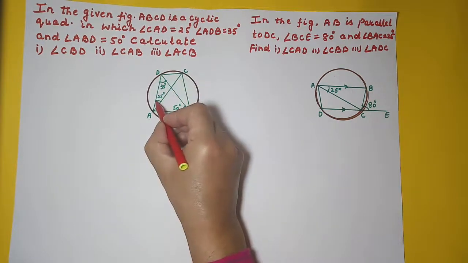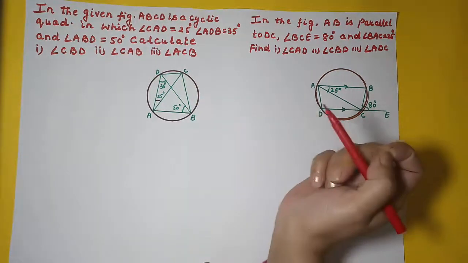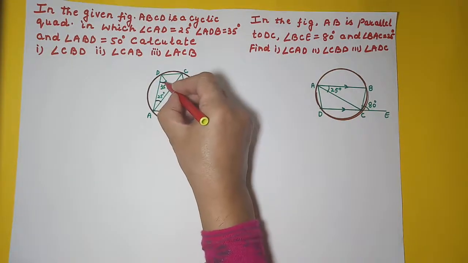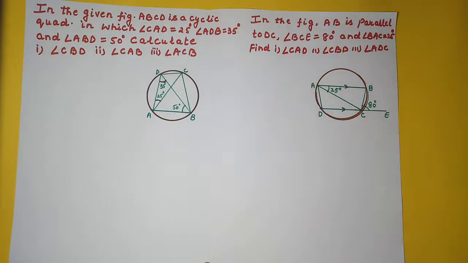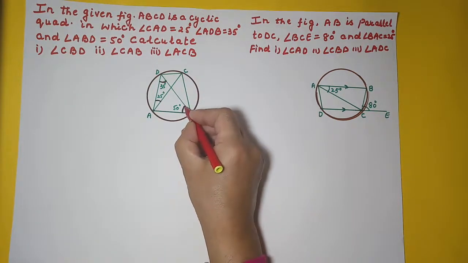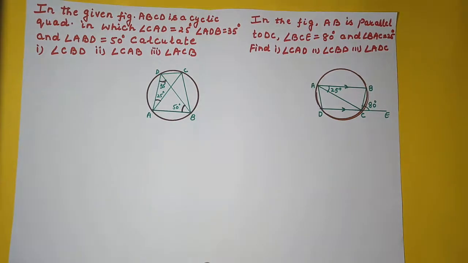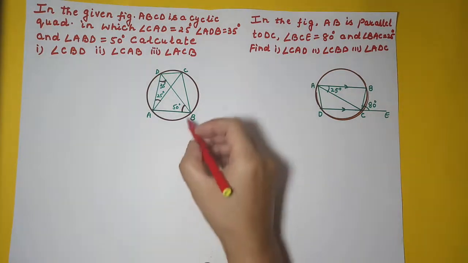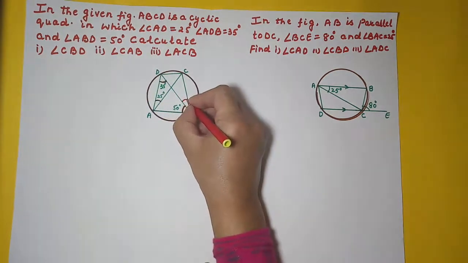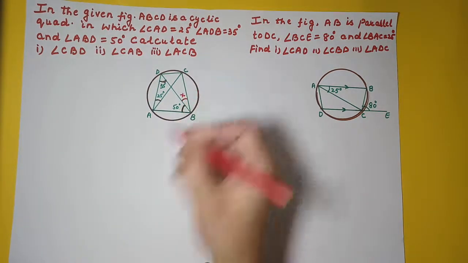CAD, that means this angle is 25. ADB is 35. ADB, that means this angle is 35. And ABD is 50. This angle is 50. We have to calculate angle CBD. CBD, that means this angle. Let's name this angle as X.